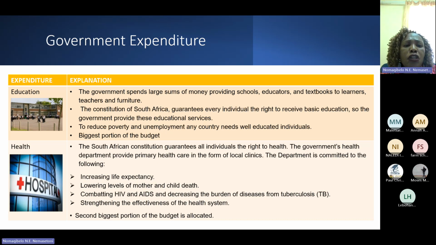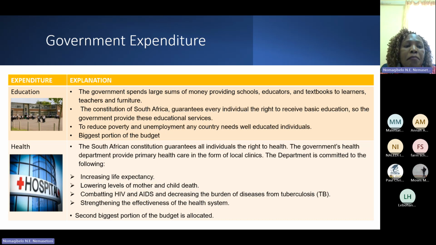Now, the Constitution of South Africa guarantees every individual the right to receive basic education. So the government provides these educational services because in South Africa, our education is free. To reduce poverty and unemployment, any country needs well-educated individuals, and the biggest portion of the budget is spent on education because we want to improve the state of our economy by providing skills to our citizens.